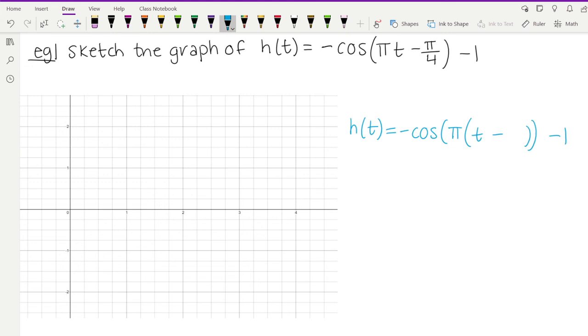So how do you figure out what number goes here? Well, basically, I like to work backwards. I like to think about, what would I need to put here so that if I multiply pi times that number, I get pi over 4? And the answer would be 1/4, right? Pi times 1/4 gives me pi over 4. And so we have a phase shift, we'll see, of 1/4.